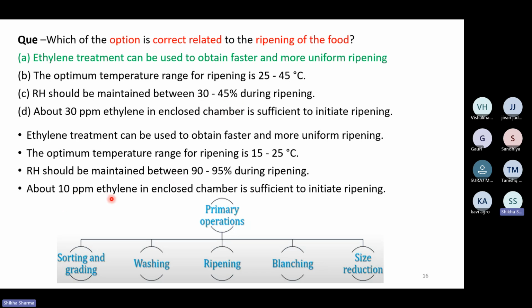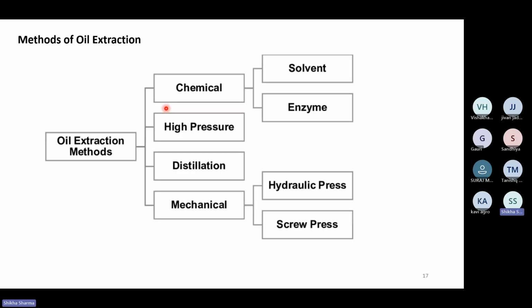And then ethylene should be around 10 ppm in the enclosed chamber to initiate ripening. It should not be 30 ppm, only 10 ppm is required. So option A is the only correct one, the rest three are incorrect. Is this question clear to everyone? So we are moving to the next concept.